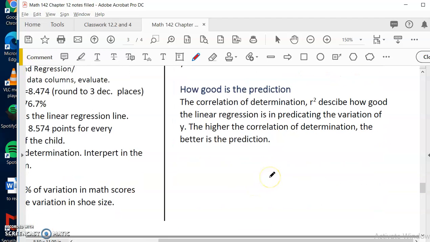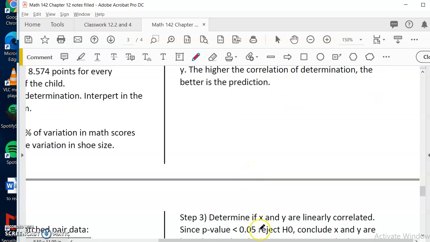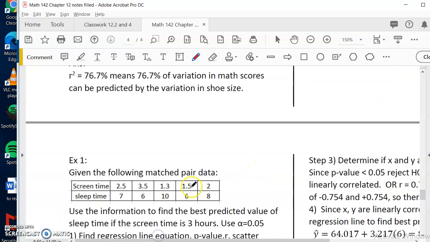So how good is a prediction? Earlier we also asked you to copy down R squared, right? The coefficient of determination R squared will describe how good the linear regression is in predicting the variation of Y. So when Y changes, it can be predicted by the line.